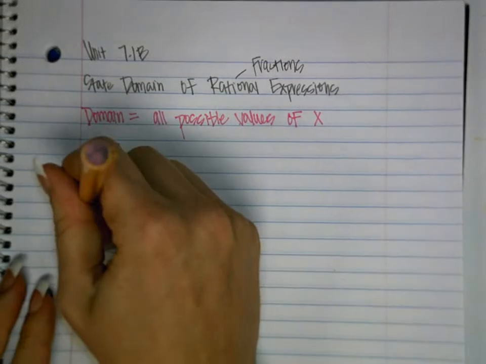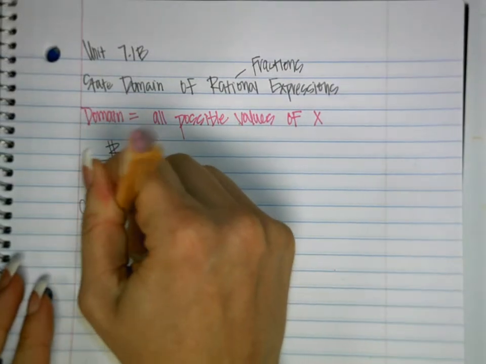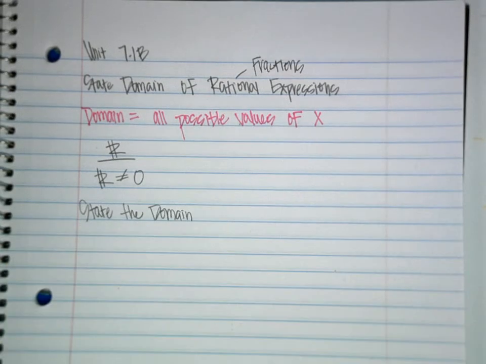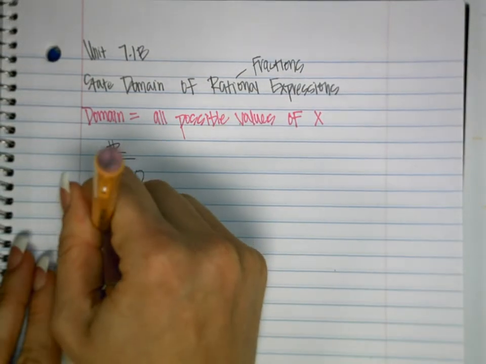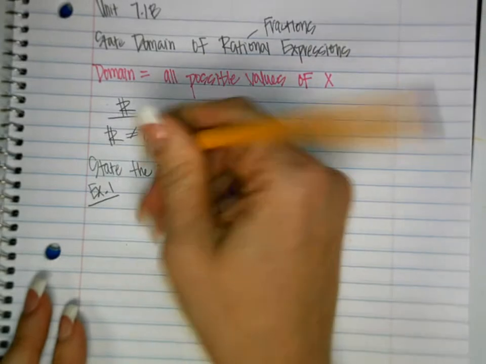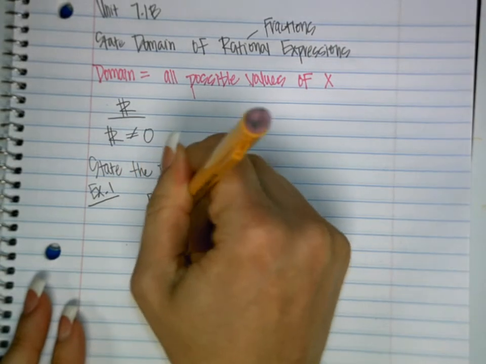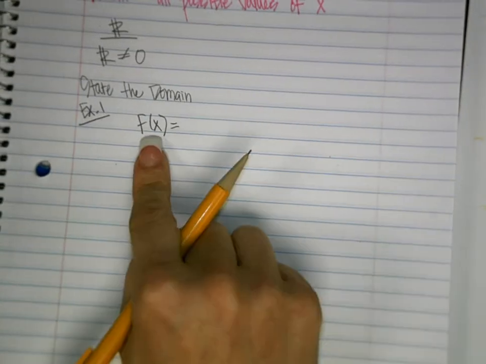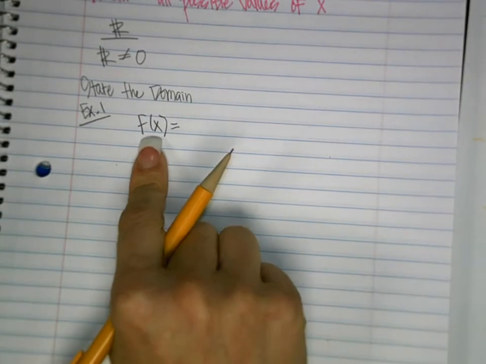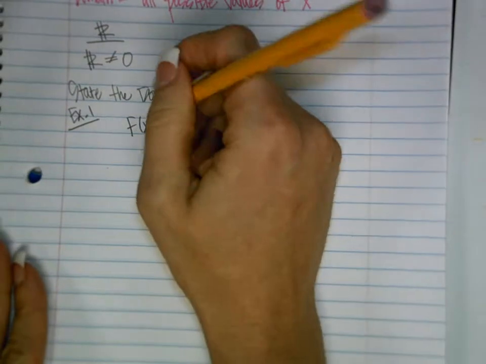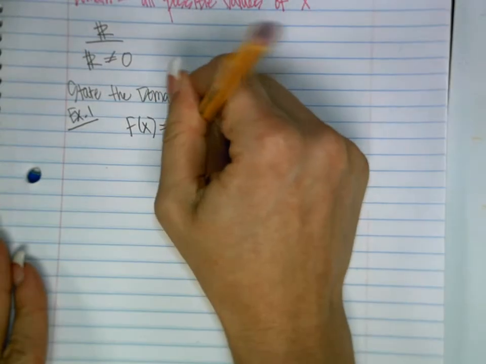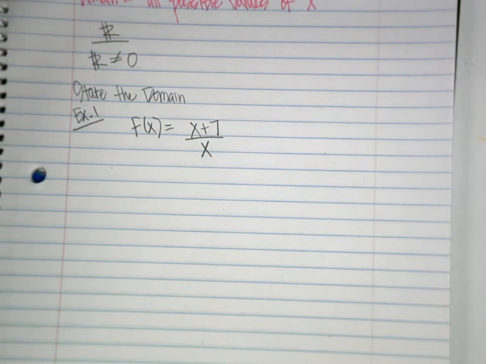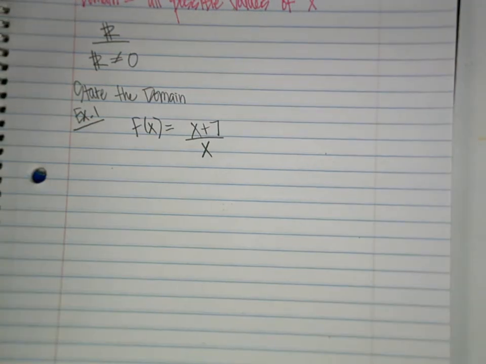So all we're going to be doing today is we're going to tell you, state the domain. And you're going to get different fractions, okay, different equations. They're all going to start with f of x, okay? Instead of writing f of x, usually if we were going to graph these, we would just replace f parentheses x with y. So don't worry about what it's equal to, okay? Don't worry about the left side. What we're going to worry about is the right side of the equation, okay? All we're going to deal with is the right side of the equation.